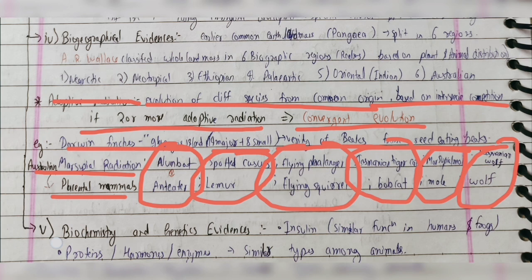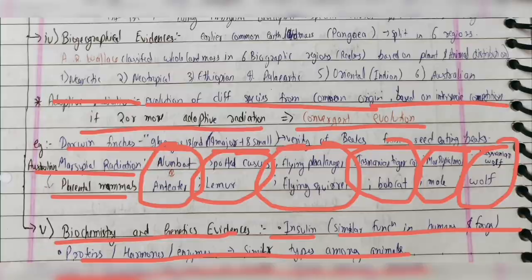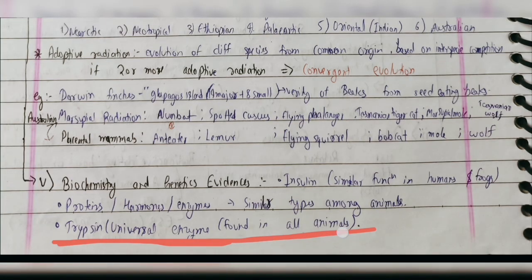Next in line of evidences come biochemistry or genetic evidences, like insulin having a similar function in humans and frogs. Proteins, hormones, or enzymes are of similar types among most of the animals. Trypsin is a universal enzyme found in all animals.